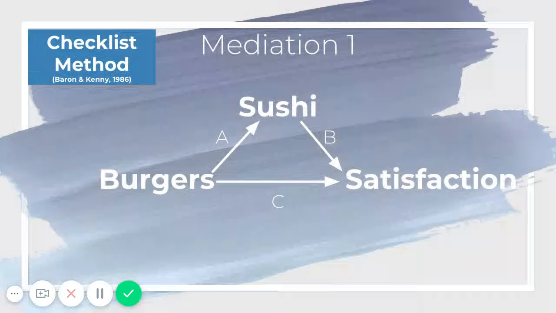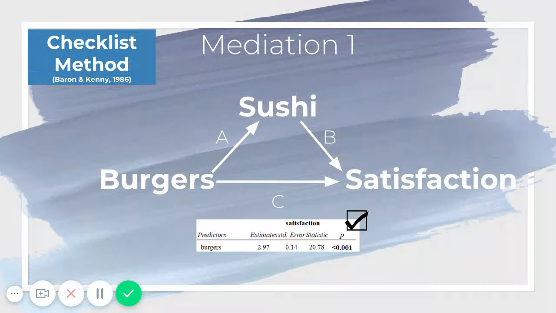So the checklist method is simply going through each of the stages and doing a regression analysis on each part, and if it's significant, then moving on to the next one. So for the first one, as you can see, we're doing the checklist on the C relationship. That is, if burgers can predict satisfaction. We see that it can with a b-value of 2.97.